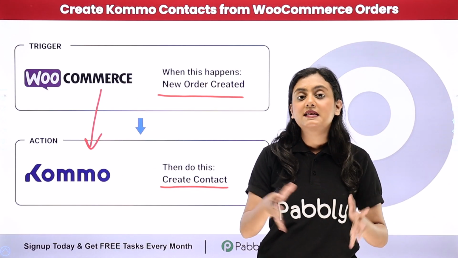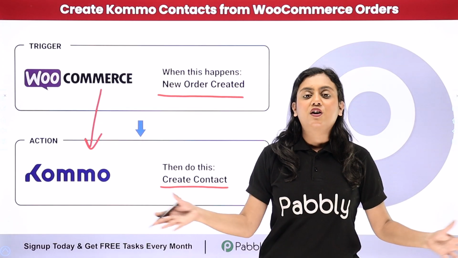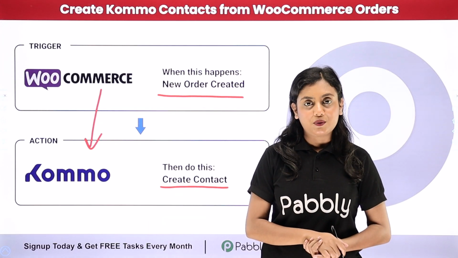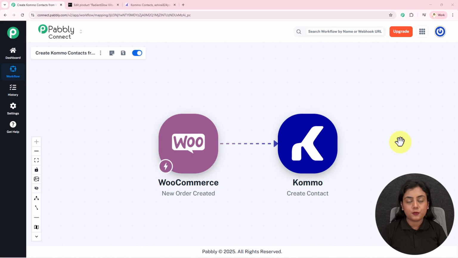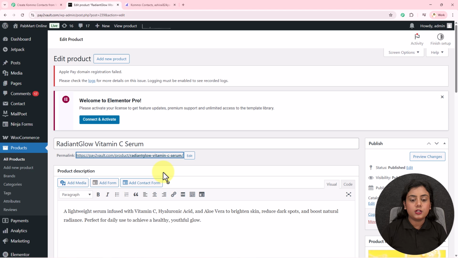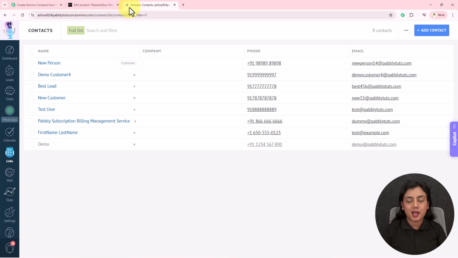So if you want to learn this entire process step by step, for that I will take you towards my screen. Welcome to my screen. So first of all, let me show you how this amazing automation of adding customers directly into our CRM application is going to work in real time. I will create a new order over here on my WooCommerce store and then check whether automatically that customer is added over here as a contact into my Kommo account or not.